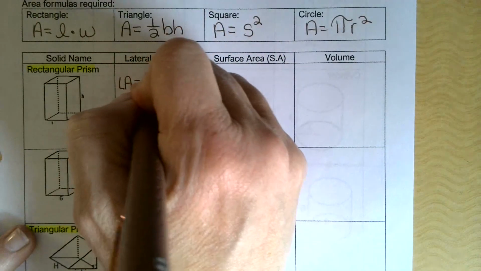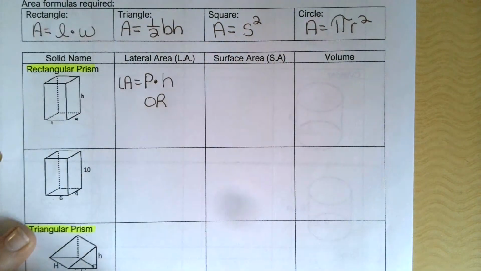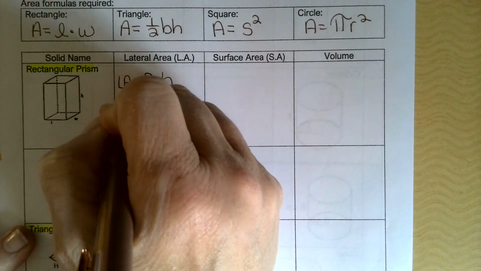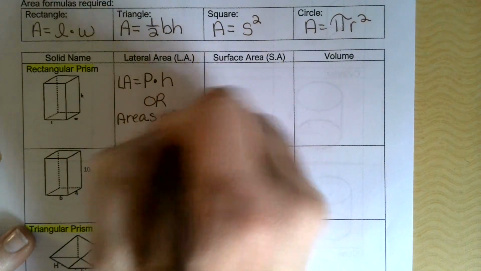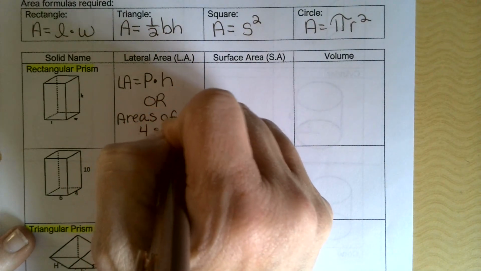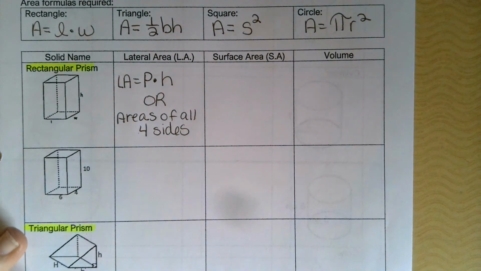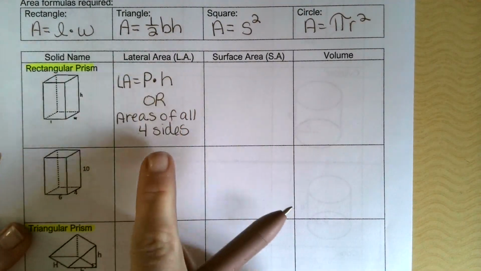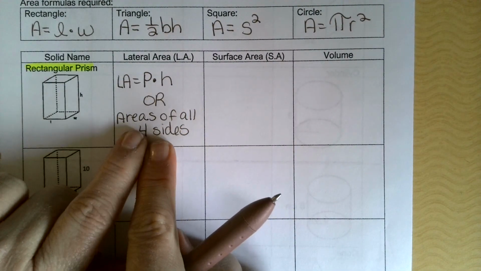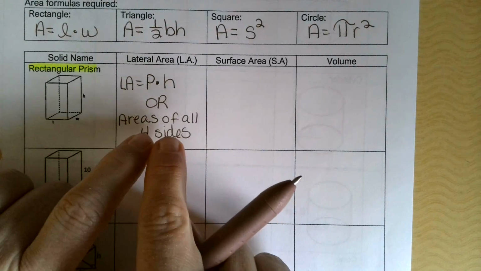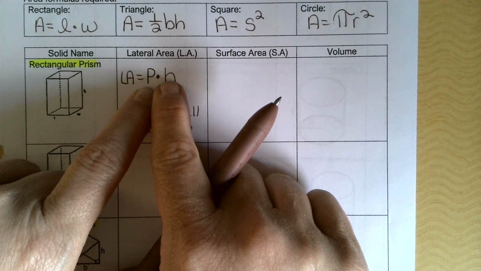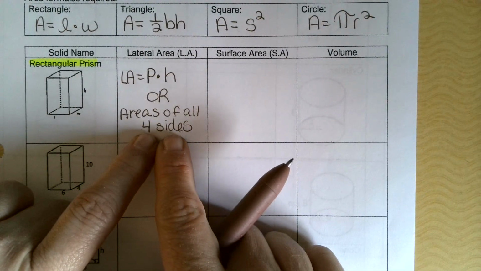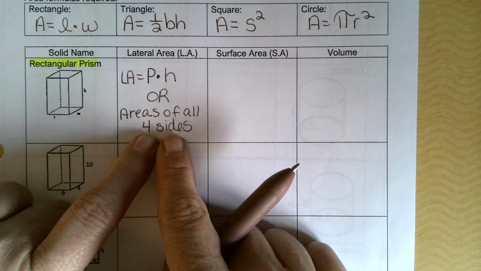I am going to put areas of all 4 sides. Okay, so you can memorize this, but you can get this without doing any memorization. See, that's what I want you to understand. You can memorize a formula, or you can use logic and what geometry you know already.